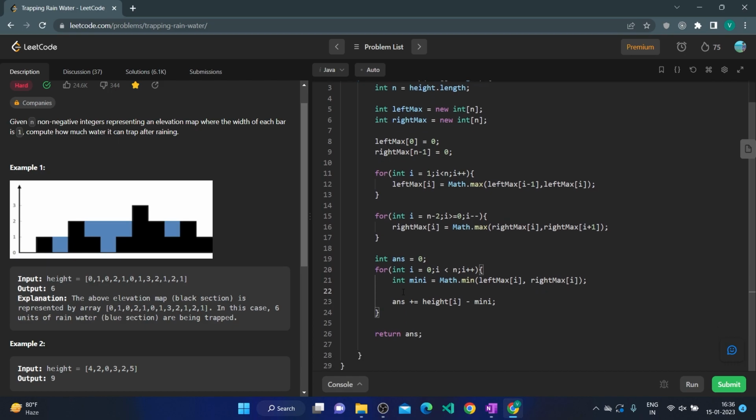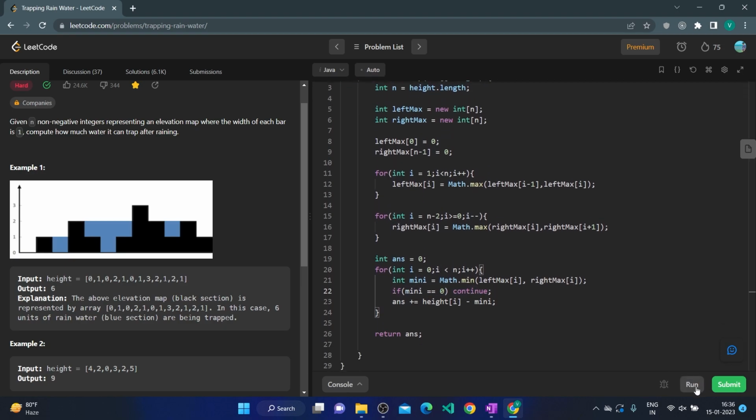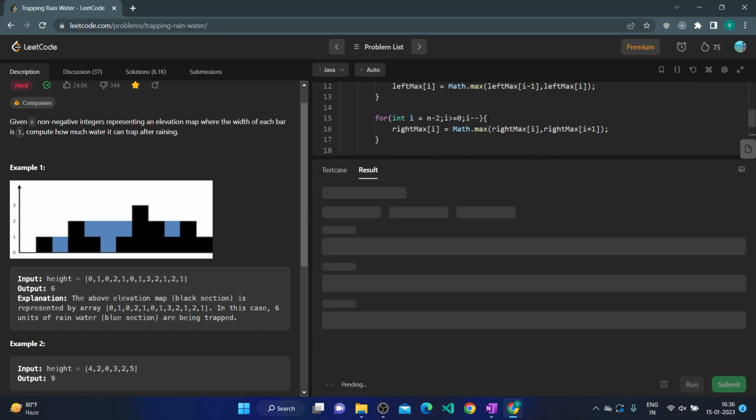And the one thing to notice is we were not taking any negative elements, so we will get a negative element if either of the sides' building is 0. Okay, so if mini is 0, then we can just continue, so that we can skip any negative elements. Now let's try to submit this. So we'll first run this.